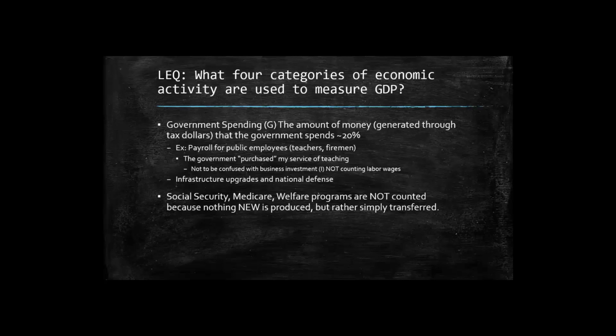Now, here's another important point to make. Social Security, Medicare, and welfare programs are not counted because nothing new is being produced, but rather money is simply being transferred. So if the government generates money through taxes and they transfer money to, let's say, the Social Security Administration or the various welfare programs throughout the nation, that money is not going towards acquiring anything new. It is simply redistributing money that's already out there. So the net value stays the same. So government spending is simply what the government spends its money on.